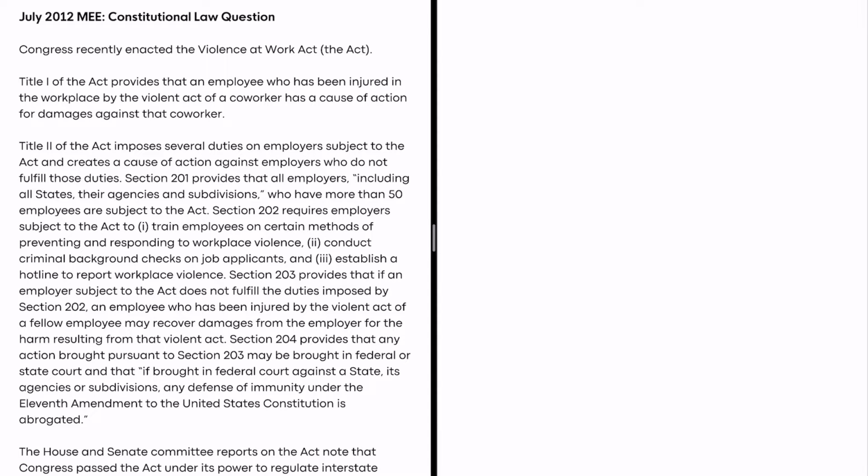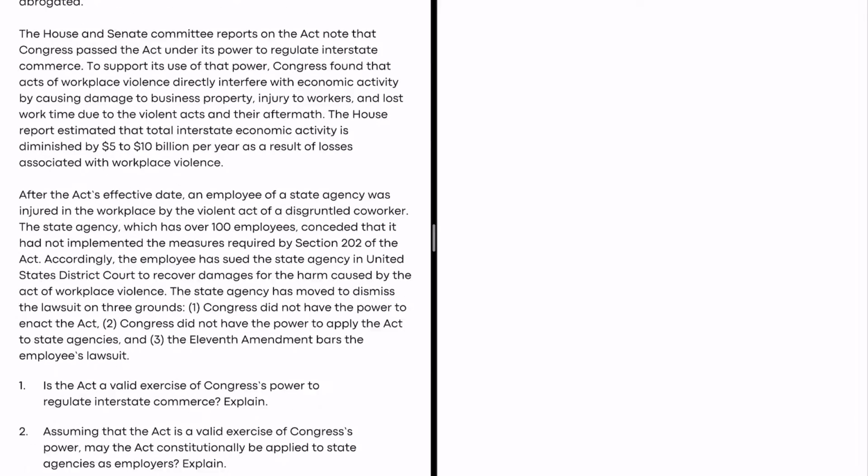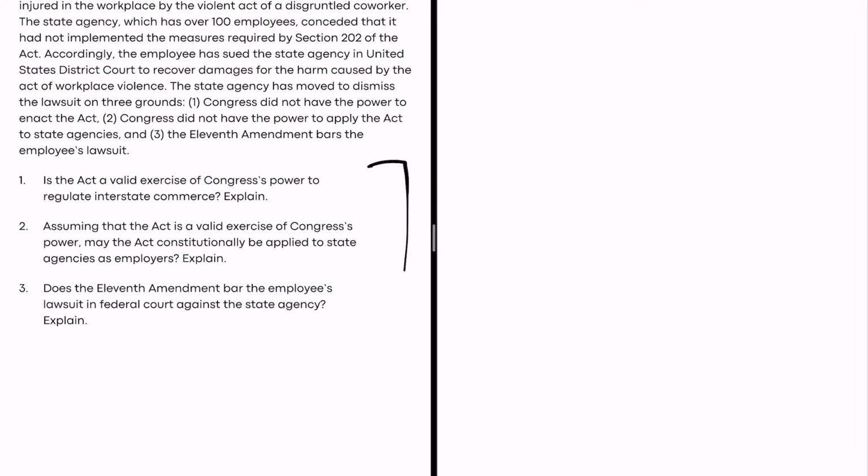In this lesson, we're going to go over a constitutional law essay question from the July 2012 Multistate Essay Exam. So step one, the first thing we always want to do with these types of essay questions is head down to the bottom of the essay first and take a quick look at the call of the question. Oftentimes the call of the question is going to give us really important information to consider as we begin to actually read our fact pattern for the first time.